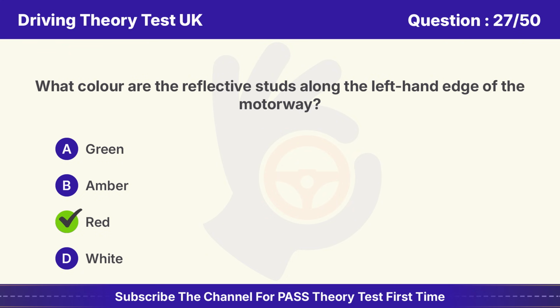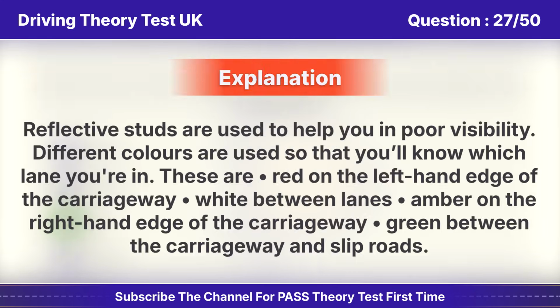Answer is C. Red. Reflective studs are used to help you in poor visibility. Different colors are used so that you'll know which lane you're in. These are a red on the left-hand edge of the carriageway, a white between lanes, amber on the right-hand edge of the carriageway, a green between the carriageway and slip roads.